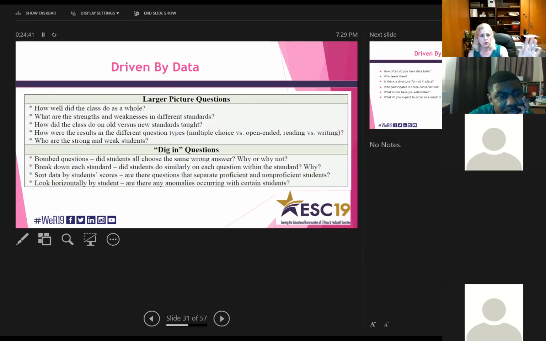How did the class do as a whole? We just talked through that. What are their strengths and weaknesses? Clearly the stuff in column 1 they got, but the stuff over in column 8, boy, we really got to work on. And then again, going back to distractors: did students all choose the same wrong answer? Well, then you have to look really hard and deep at that. Did they do similarly well on each question within the standard?